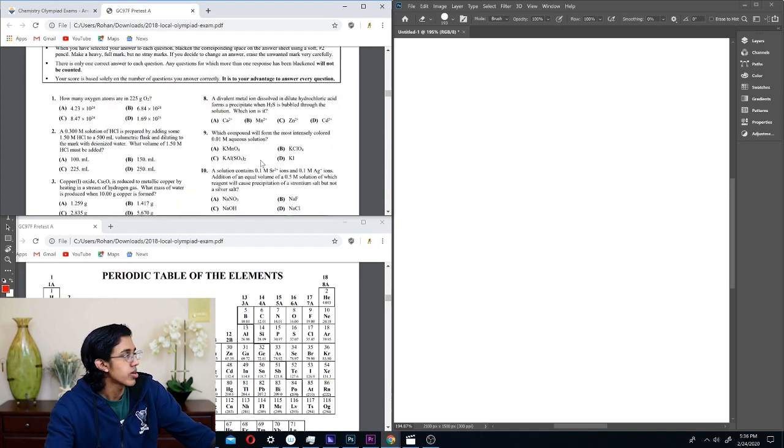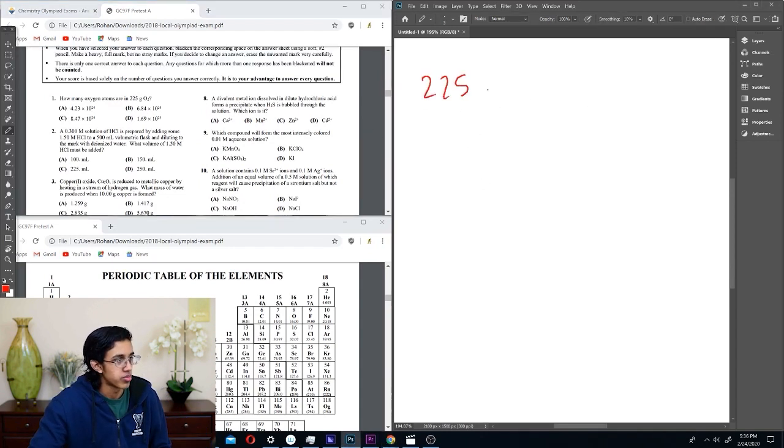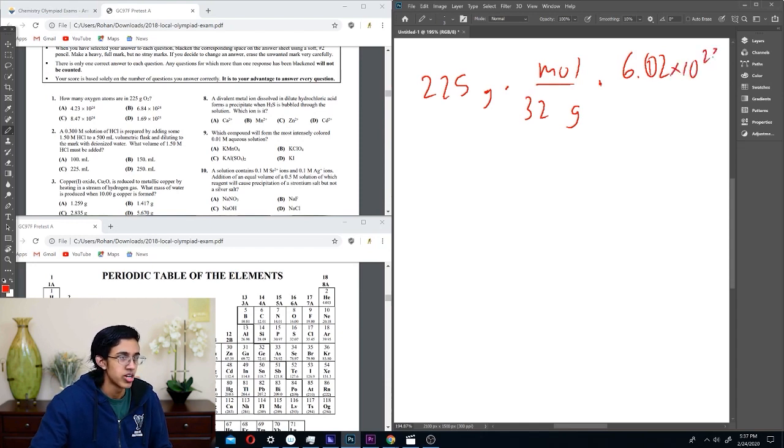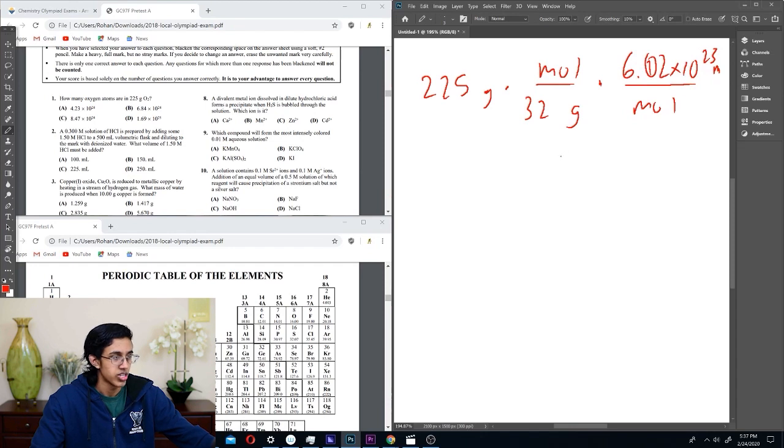Alright, we're going to start off with some boring stoichiometry. We start with 225 grams, then multiply by 32 grams per mole, and then multiply by 6.02 times 10 to the 23 molecules per mole. Okay, you get the idea.